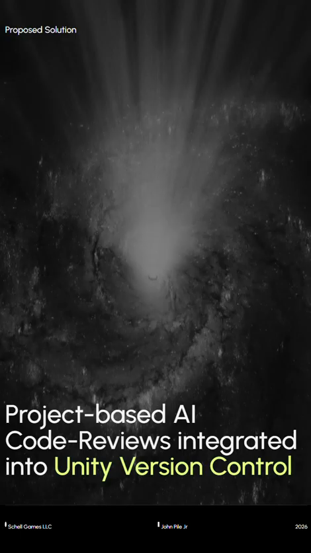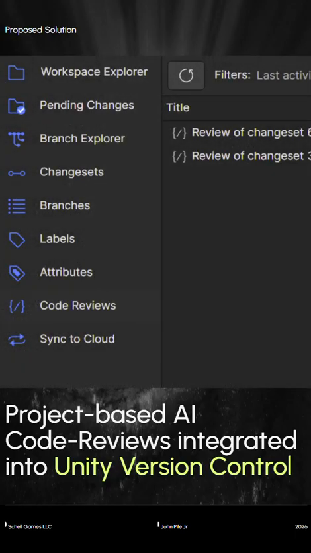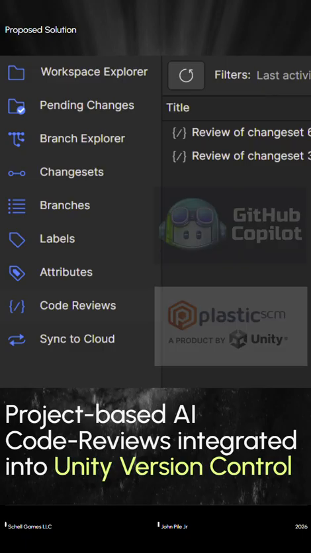And so my proposed solution was to implement a project-focused automated AI code review system, really as the first line of defense. In this case, I wanted to integrate that directly with Unity Version Control's code review system, allowing it to run in parallel with our traditional senior engineer facilitated reviews.